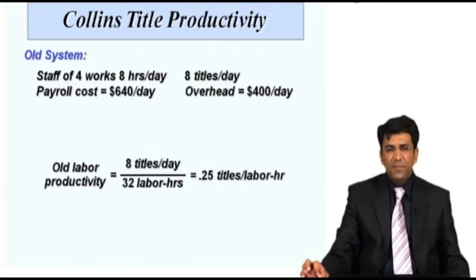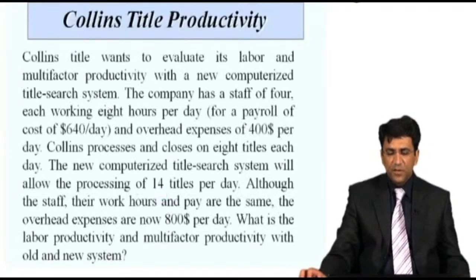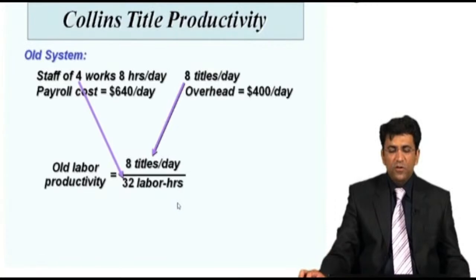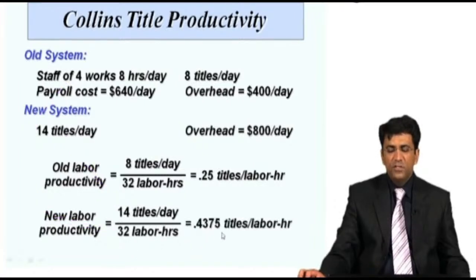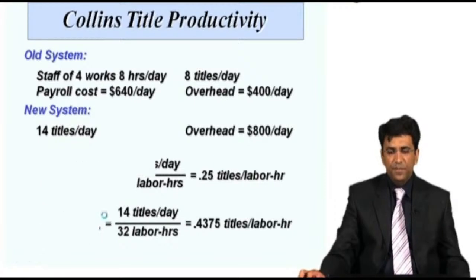Now we want to calculate the labor productivity for the new system. What will be the changes? Your input will remain the same as per the information provided, but the output has changed. The new output is 14 titles per day. So our productivity with the new system will be 14 titles per day divided by 32 labor hours, which is equal to 0.4375 titles per labor hour. So this is our new productivity. In this way we can calculate the productivity with the old system as well as with the new system.